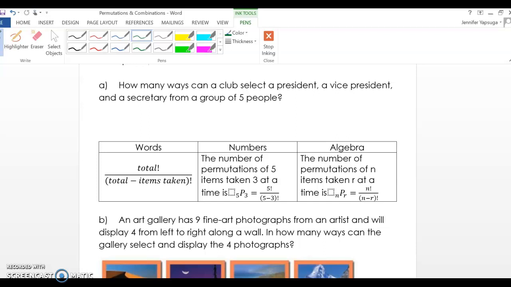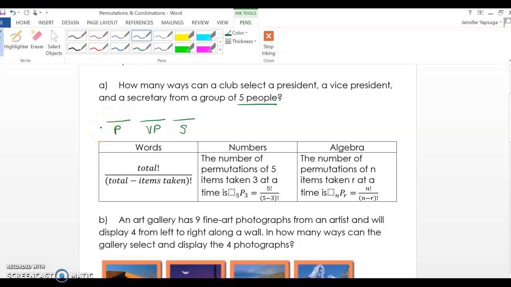So the first thing you ask yourself is, is the order important here? And the answer is yes, because you are going to have people in specific roles. So it's very important that you choose specific people for those roles. So this would be considered a permutation. And so when we're looking at the permutation, we are choosing 3 different roles. We're choosing the role of the president, we're choosing the role of a vice president, and we're choosing the role of a secretary.